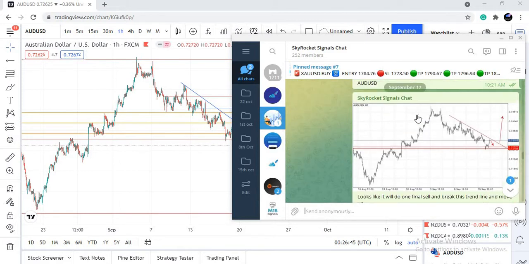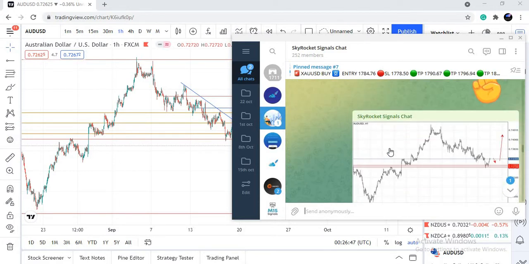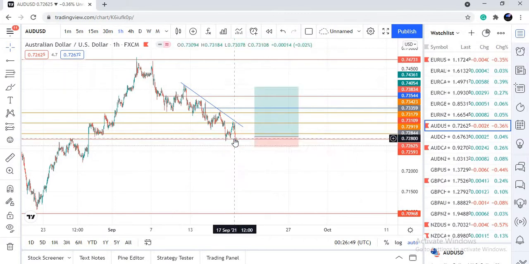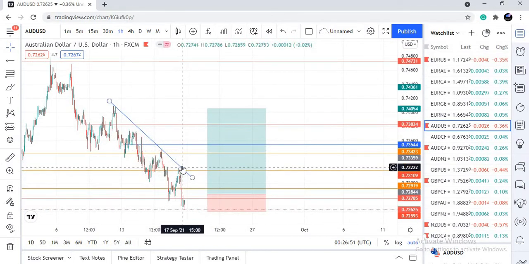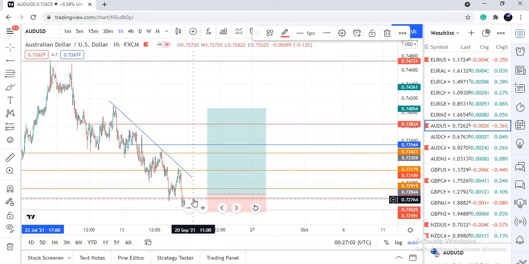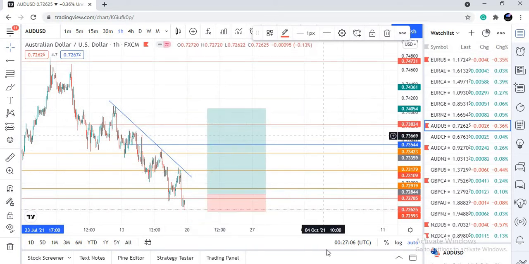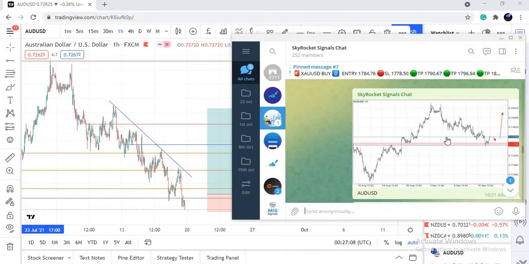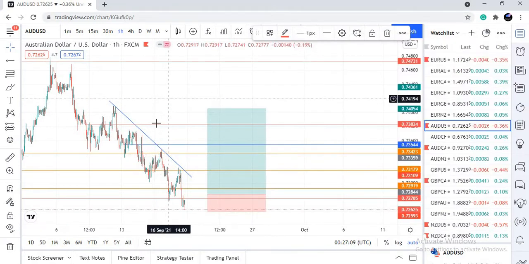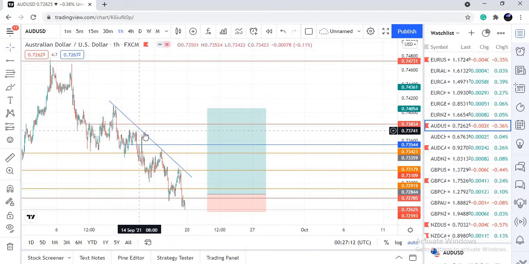This is our chat forum. We sent an analysis on the AUDUSD that it was going to hit this trend line which we drew out, which we marked here. That it was going to hit this blue trend line, and do one last sell, and when it gets to this support level, it's going to bounce, break this trend line, and move up about 120 pips. That was what we analyzed, because this trend line looks like an expired trend line.